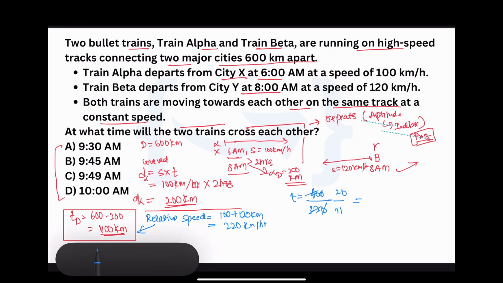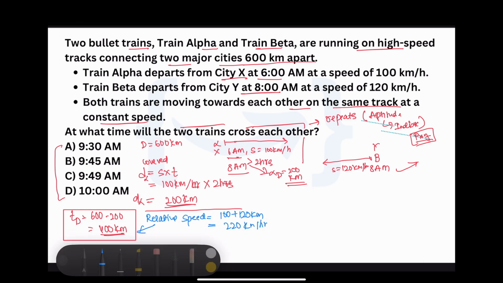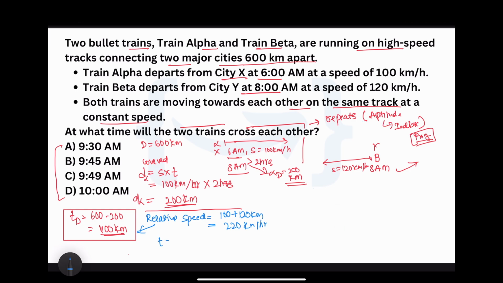Let me preserve the space, because more calculations are also there. So time is equal to distance by speed, isn't it? Distance I have, which is 400, by speed I have, 220. 0 will go away and it will give you around 1.82 hours. How? You just need to subtract it. It becomes 20 by 11. So if you divide it, you will get 1.82 hours. So I know that the time at which my two trains will meet is 1.82.